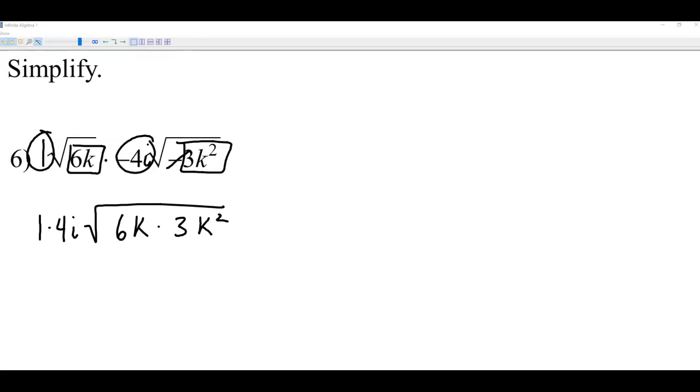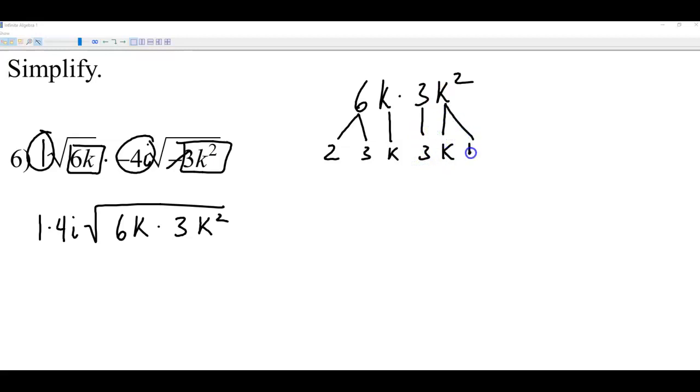Okay. Now as for the inside, we're going to be splitting all that up as well. So 6 is 2 times 3. k stays that way. Then we have a 3, that doesn't break up, but k squared is k times k. So I've got a 2, I've got 2 3s, and 3 k's.